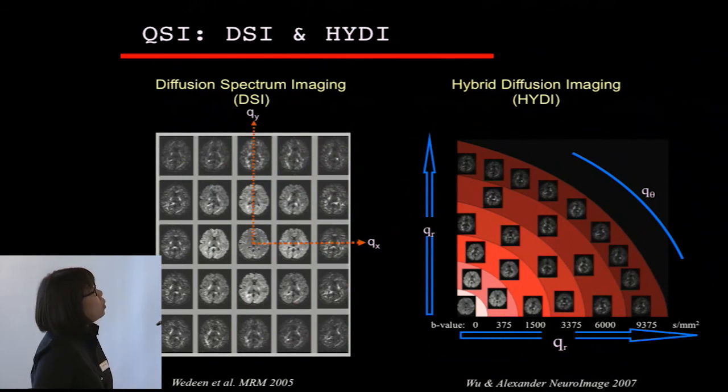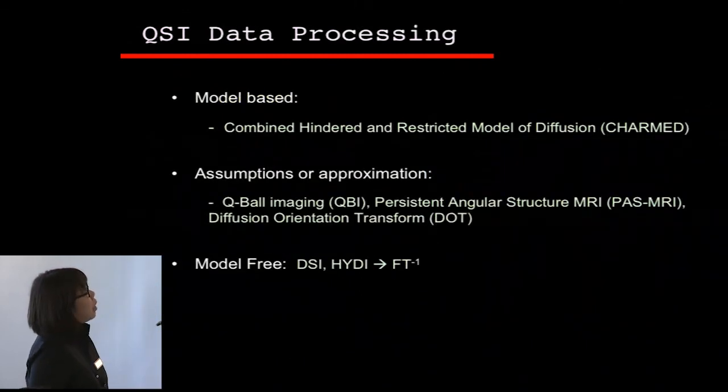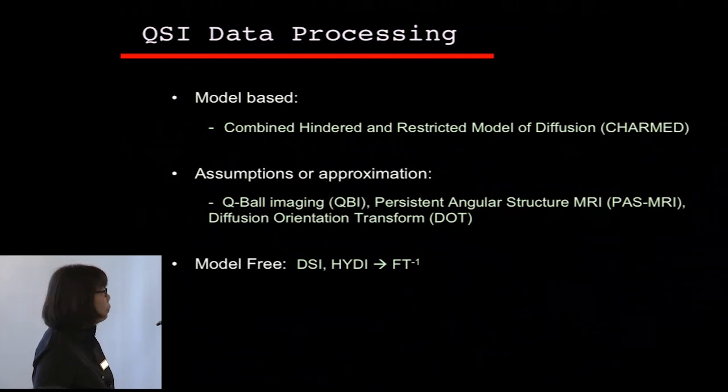These are examples of full Q-space sampling. The left side is diffusion spectrum imaging, DSI. It has homogeneous sampling density in Q-space, sampled at grid points. The right side is hybrid diffusion imaging, HYDI. It uses a non-uniform sampling strategy with multiple shells. For data processing, the model-based approach is the famous CHARMED model, the combined hindered and restricted model of diffusion, or some assumptions using HARDI acquisition like QBI, sparse MRI, or DOT, and the model-free approach.